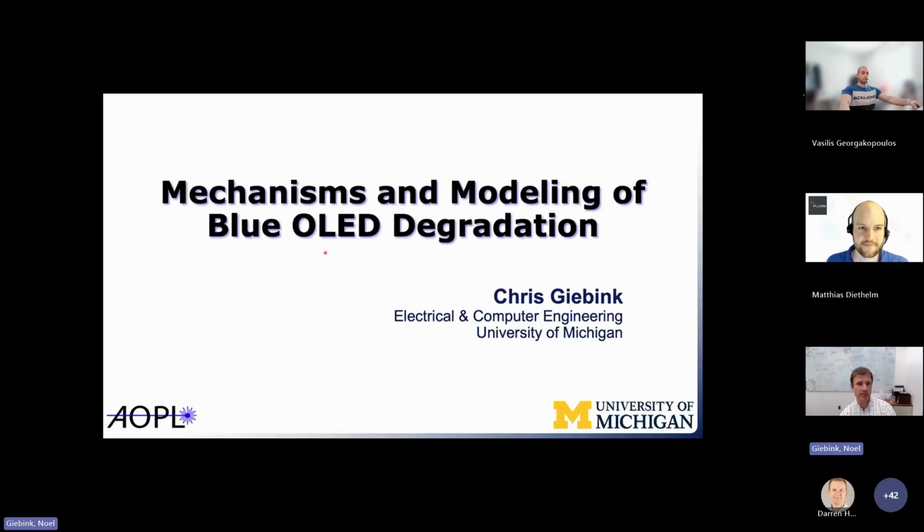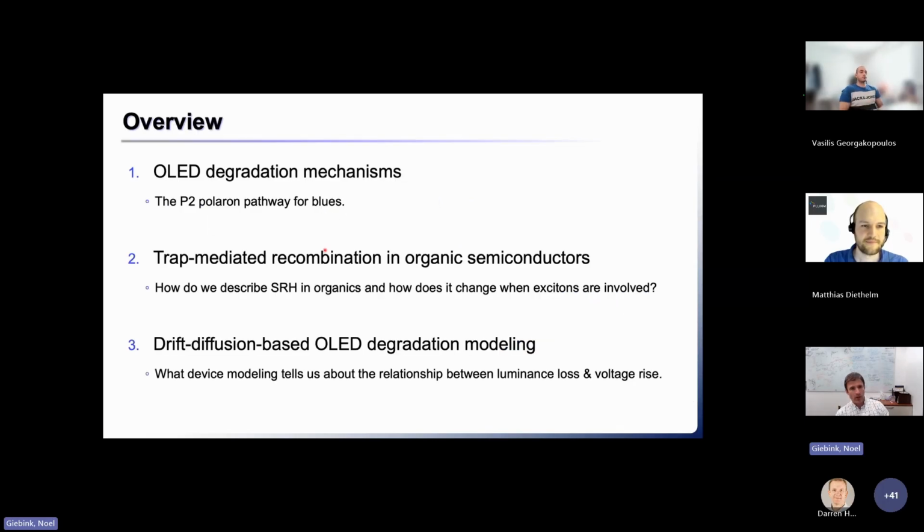All right, thanks, Matthias. As you said, I'm going to talk a little bit about some of our recent work trying to understand why blue OLEDs degrade and how we model them. Just a quick overview. I'll talk about a mechanism that we call the P2 polaron pathway for blues that we think helps explain why blue OLEDs in particular are more unstable than greens and reds.